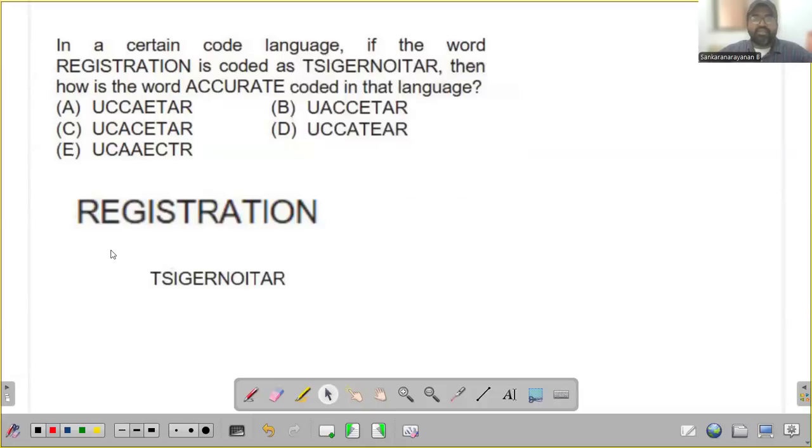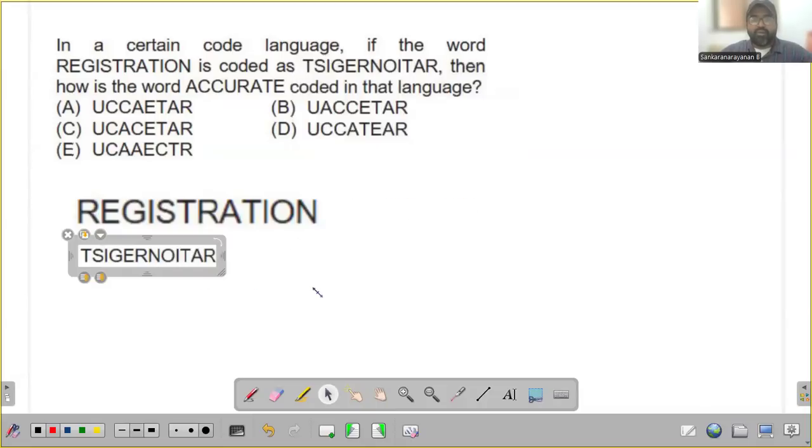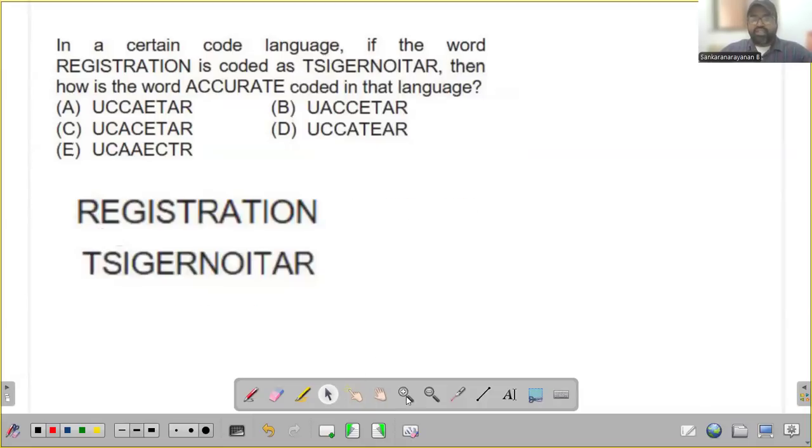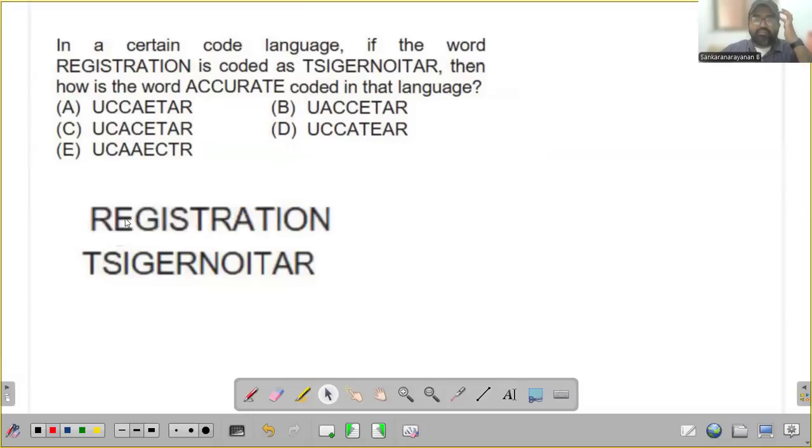Okay. Let's consider this. So what is happening here? Registration, when you are considering, it is getting coded as TSIGERNOITAR. Okay. So we can see that here, this word registration consists of 1, 2, 3, 4, 5, 6, 7, 8, 9, 10, 11, 12.